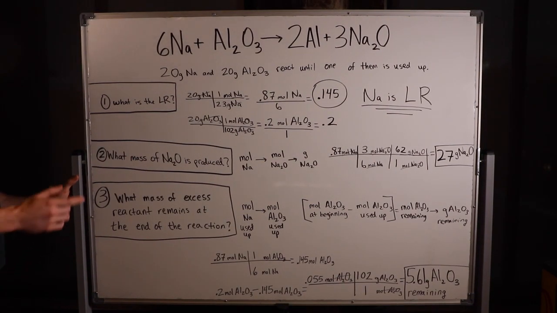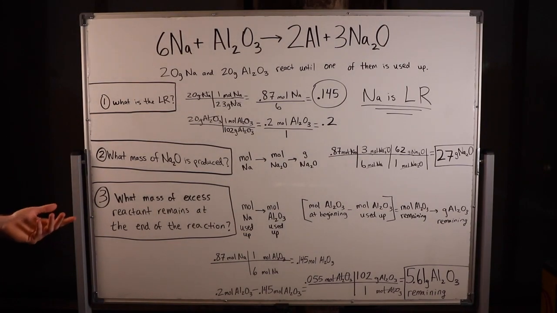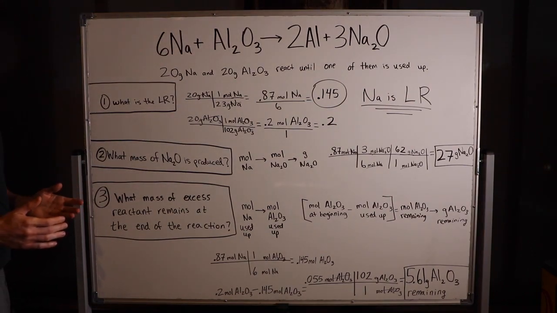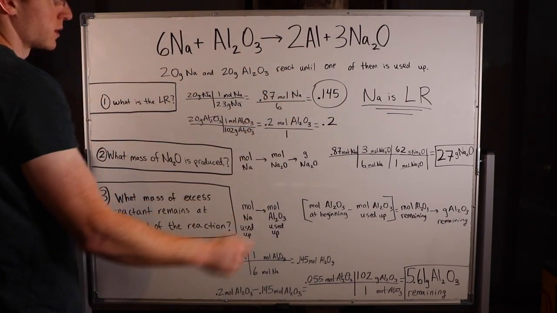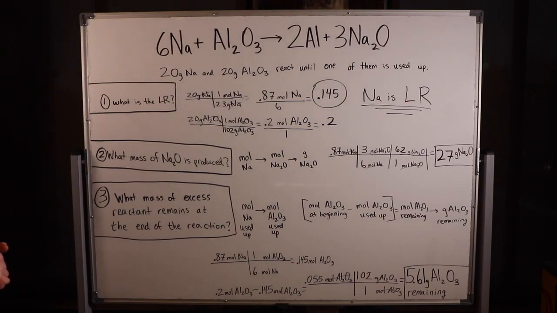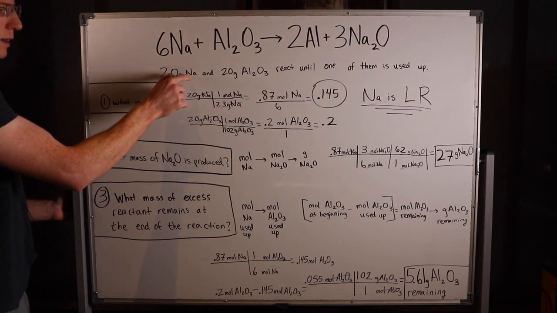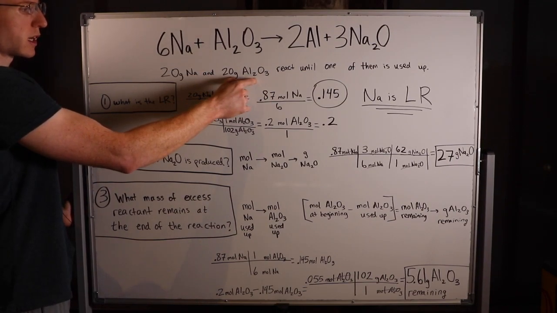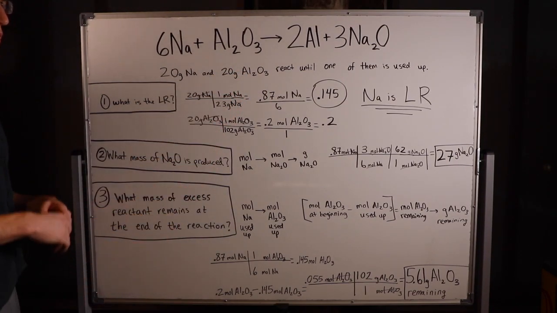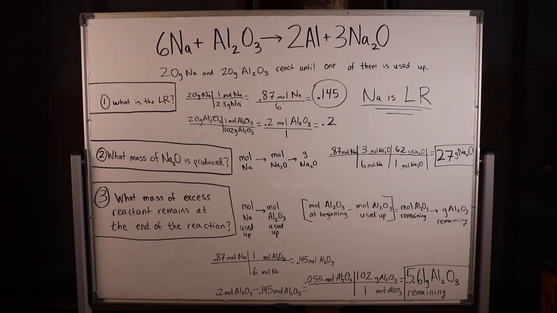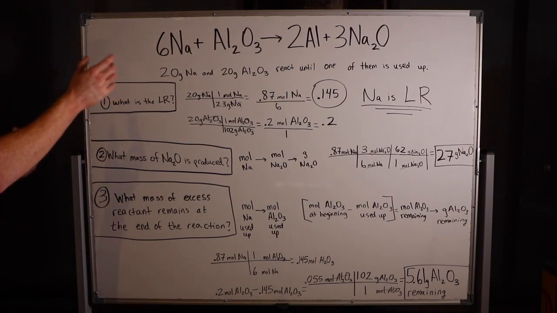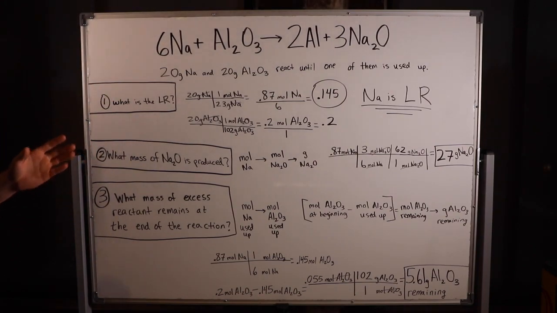Okay, this problem deals with limiting reagents, yield, and excess reactants. In order to solve these sorts of problems, you have to use stoichiometry. So I've written the overall chemical formula for this reaction up at the top of the board. And we know that 20 grams of sodium and 20 grams of aluminum oxide are what we begin with, and they're simply going to react until one of them is used up. The one that's used up first is going to be the limiting reactant. That is actually the definition of the limiting reactant or reagent. It's simply the one of the reactants that is used up first and stops the reaction.